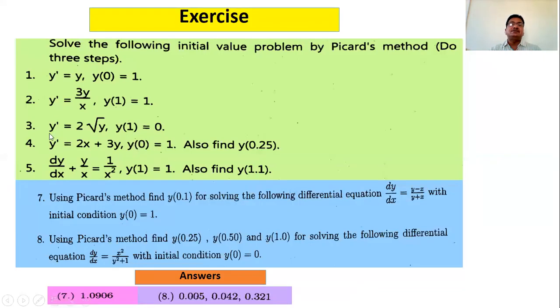So these are some exercises on Picard's method. Solve these same type of problems by Picard's method, and the answers of some problems are given here. So solve all the exercise problems.